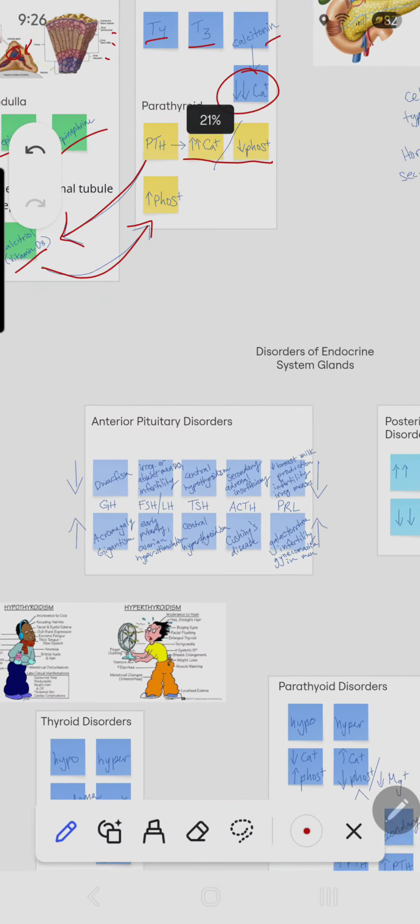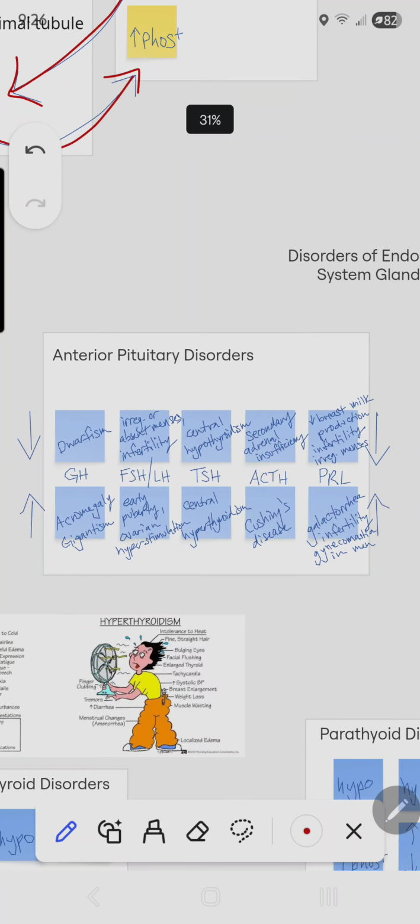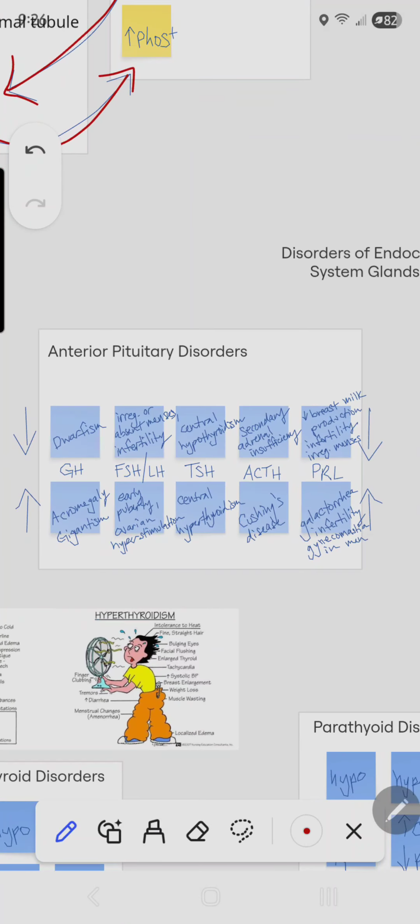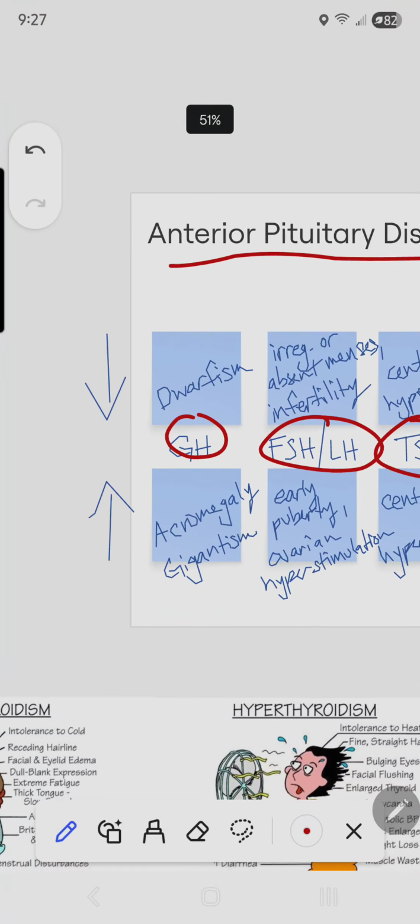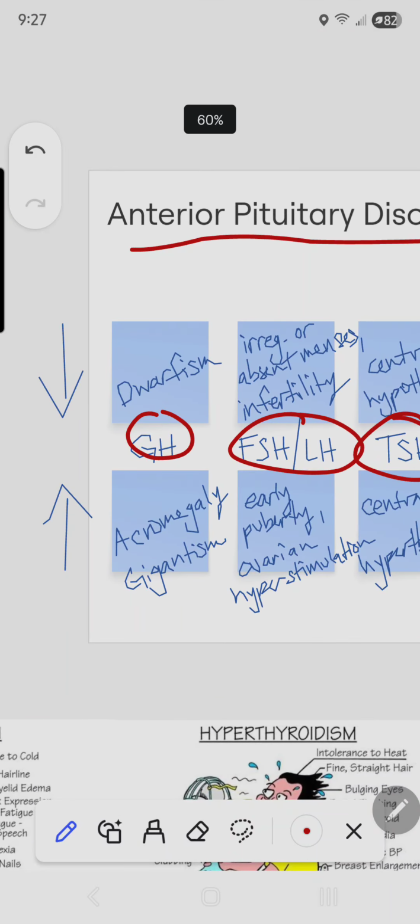Now, disorders of the endocrine system are going to be different conditions and diseases that are caused by either too little or too much of some of the hormones we talked about. So in your anterior pituitary, we talked about the hormones that are produced: your growth hormone, your follicle stimulating hormone, luteinizing hormone, thyroid stimulating hormone, your adrenocorticotropic hormone, and prolactin. So with the growth hormone, if we have too little, we get what's called dwarfism. Too much, acromegaly and gigantism.